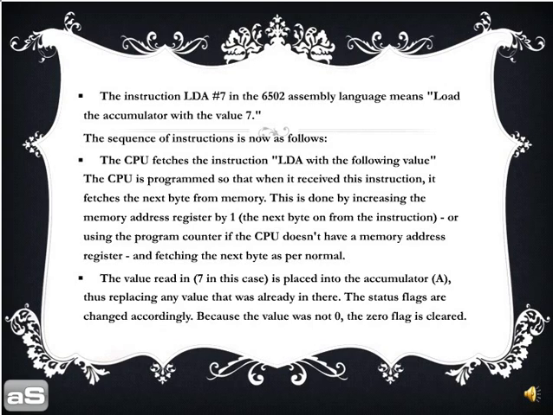The instruction LDA #7 in the 6502 assembly language means load the accumulator with the value 7. The sequence of instructions is now as follows. The CPU fetches the instruction LDA with the following value. The CPU is programmed so that when it receives this instruction, it fetches the next byte from memory. This is done by increasing the memory address register by 1, or using the program counter if the CPU doesn't have a memory address register, and fetching the next byte as per normal.